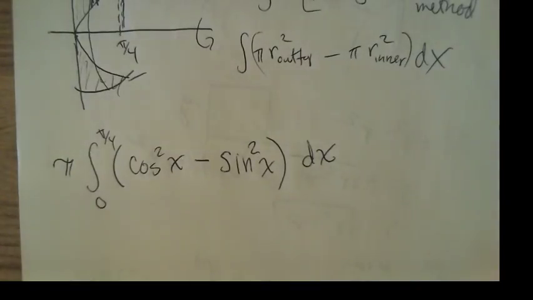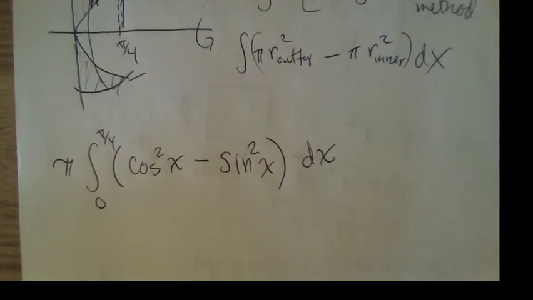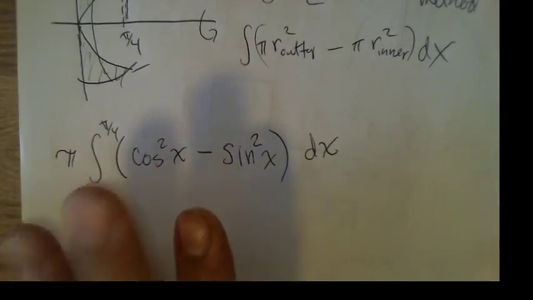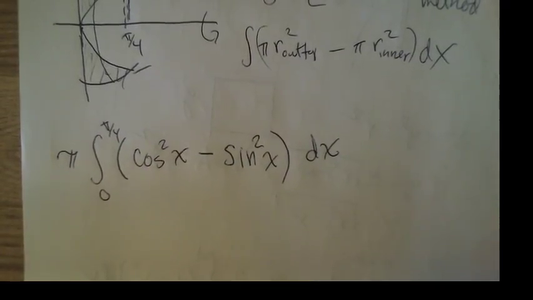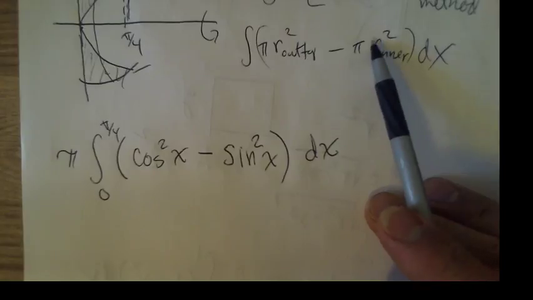Okay, so let's see here. All right, excuse me. Okay, so from here, what I have is, well, I need to integrate this. I know how to integrate cosine squared. Correct, it is the outermost, the top function, so it's always r squared outer minus r squared inner.